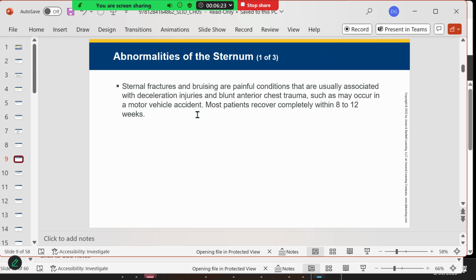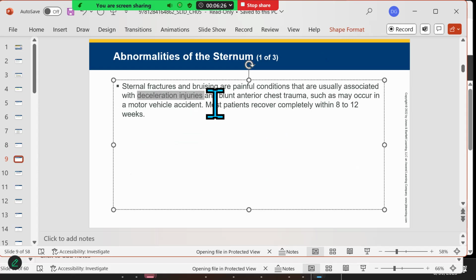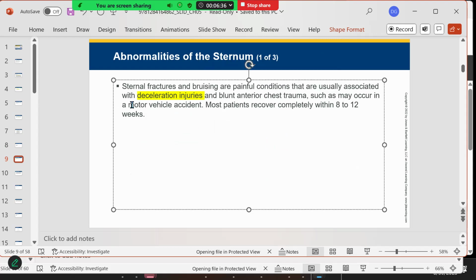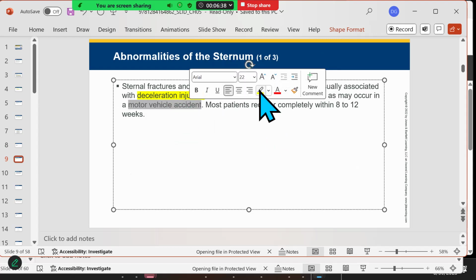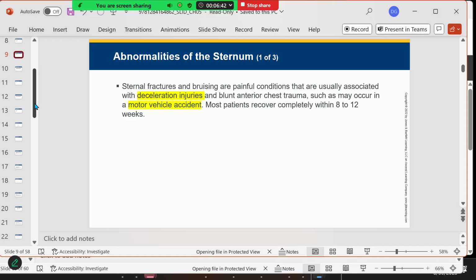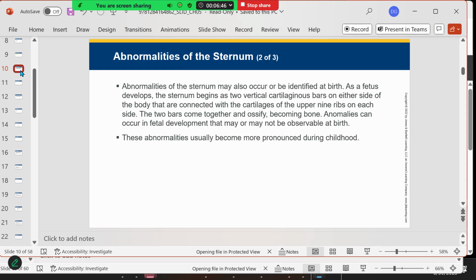So, deceleration injuries can break the sternum. That would be like a motor vehicle accident, rapid stopping of a car when you hit another car, blunt chest trauma. Most patients do recover from those, fortunately, unless there's damage to the heart or the great vessels. But it takes a while, 8 to 12 weeks for your sternum to heal after it has fractured.